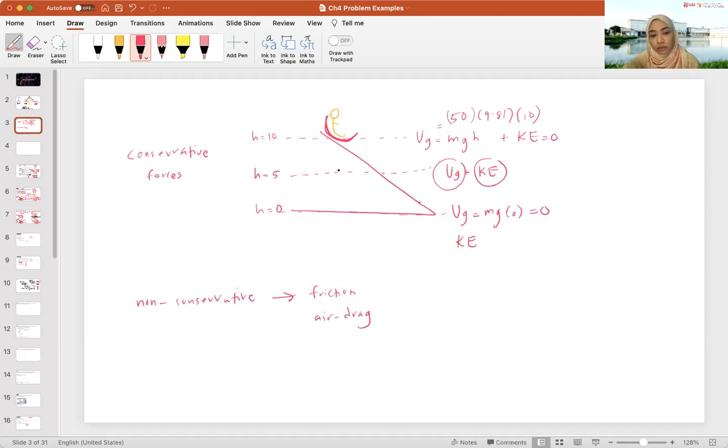Okay, why? Because we are talking about Fg, gravitational force. So gravitational force is a conservative force. What it means here is, when we lose it, it becomes something else. We can recover it as something else. It becomes kinetic energy. mgh becomes kinetic energy, or kinetic energy becomes mgh.